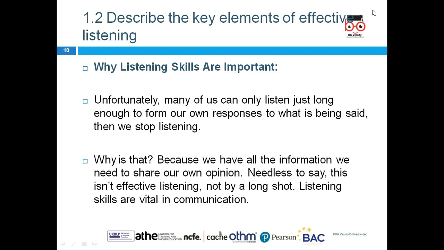We've discussed exactly why listening is important, but I'll go over some of the points that I've got on here. They're not that many. Like I said, a lot of us can't listen long enough to form our own responses. So sometimes you zone out, it's too much information, and we stop listening. That's so me.